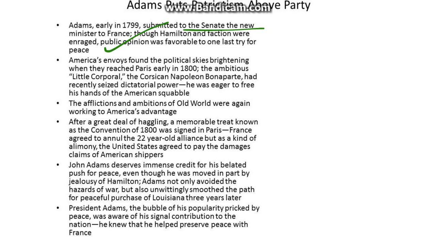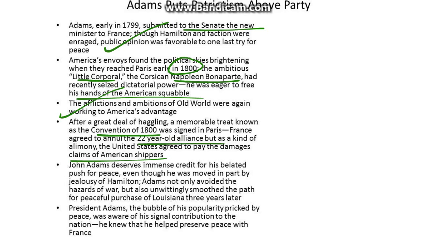America's envoys found the political skies brightening when they reached Paris in early 1800. The ambitious Little Corporal, the Corsican Napoleon Bonaparte, had recently seized dictatorial power. He was eager to free his hands of the American squabble. The afflictions and ambitions of the Old World were again working to America's advantage. After a great deal of haggling, a treaty known as the Convention of 1800 was signed in Paris. France agreed to annul the 22-year-old alliance, but as a kind of alimony, the United States agreed to pay the damages and claims of American shippers.